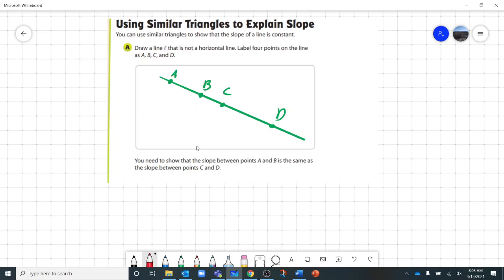B, draw the rise and run for the slope between points A and B. Label the intersections as point E. Draw the rise and run for points C and D. Label it F. Okay, and then if we read along later, it looks like AE is supposed to be a horizontal line. So we're going to do between A and B. Yes. Okay, so between A and B, I'm just going to sketch this, and this point right here is going to be E.